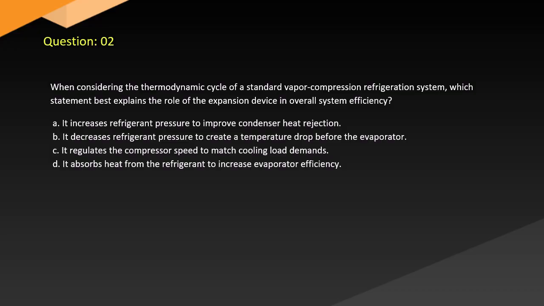Question 2. When considering the thermodynamic cycle of a standard vapor compression refrigeration system, which statement best explains the role of the expansion device in overall system efficiency? A. It increases refrigerant pressure to improve condenser heat rejection. B. It decreases refrigerant pressure to create a temperature drop before the evaporator. C. It regulates the compressor speed to match cooling load demands. D. It absorbs heat from the refrigerant to increase evaporator efficiency.